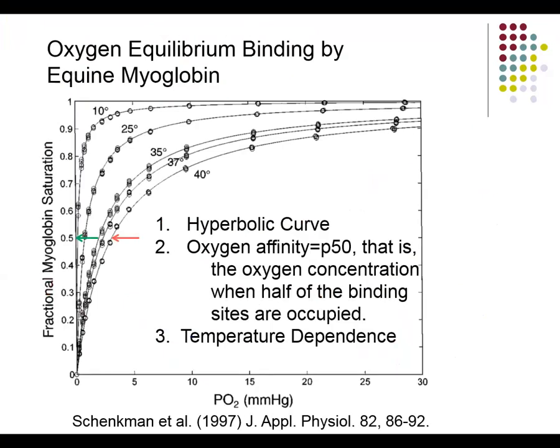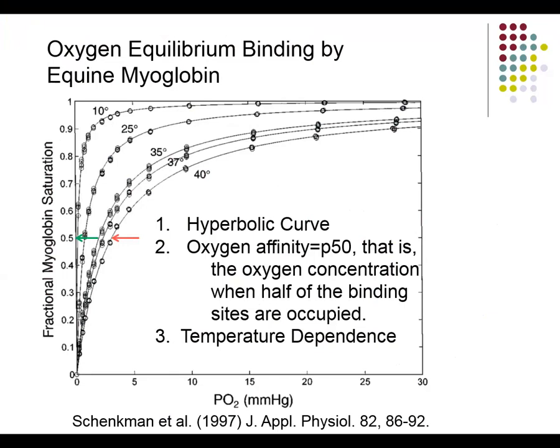Now, in this particular figure, we show the functional properties of myoglobin, in the form of an oxygen binding curve. On the y-axis, we have the fraction of binding sites that are occupied by a ligand, and on the x-axis, we have the oxygen concentration, which is expressed in terms of the partial pressure of oxygen, generally given in millimeters of mercury, which is also the same as torr.